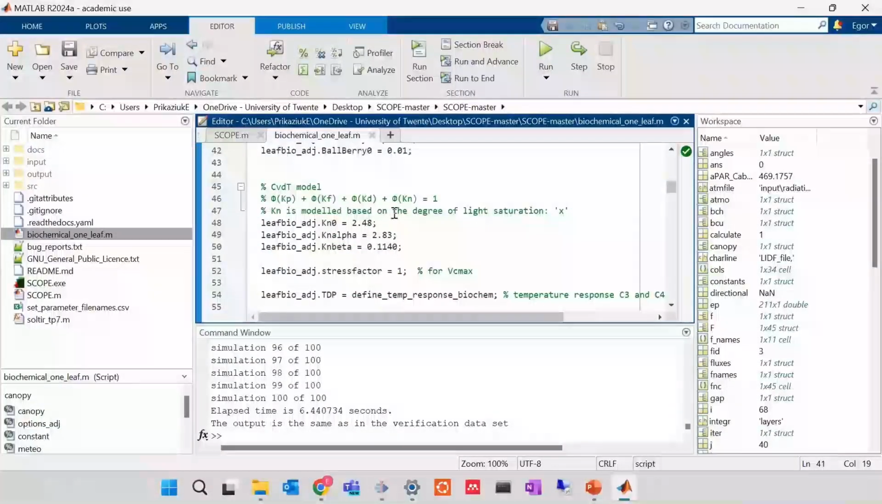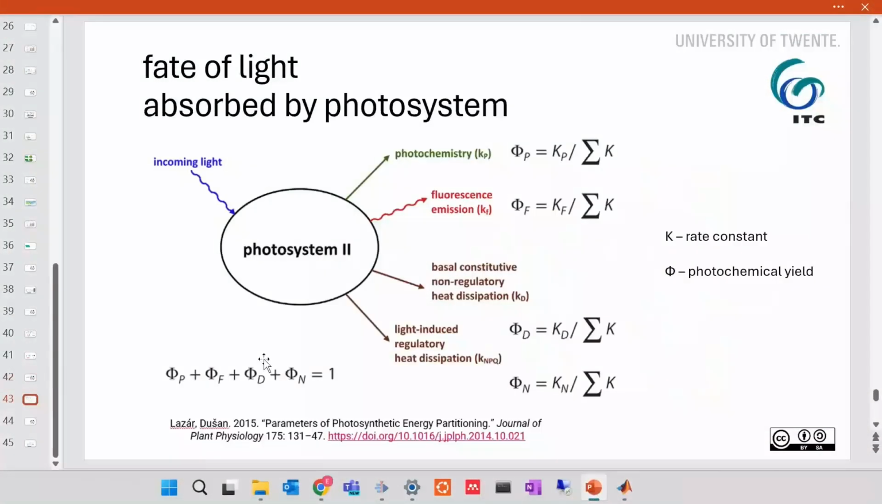The difference comes in the simulation of the energy partitioning, and for that I would go back to the slides and remind you that when light is absorbed by photosystem, it can go to photochemistry, it can go to fluorescence, and it can go to other two sources, which is heat dissipation. One is non-regulatory, basal, and the other one is light-induced, regulatory. The k's here are rate constants, and phi's are the yields: yield of photochemistry, yield of fluorescence, and others. The yields sum up to 1, obviously.